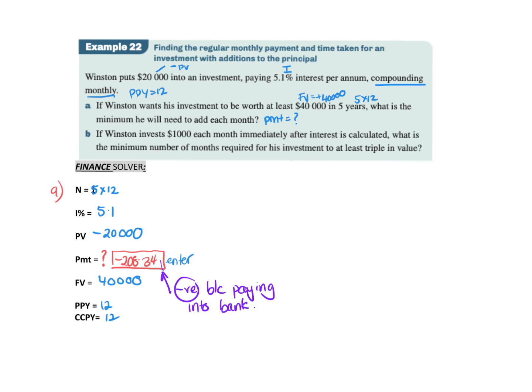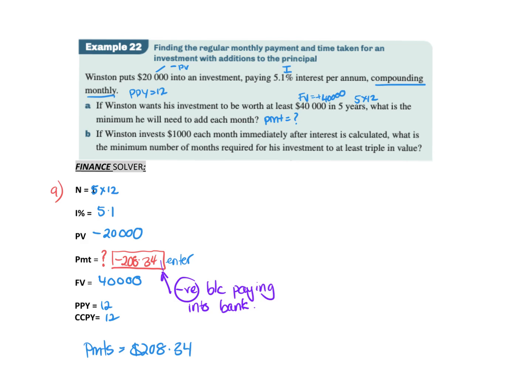So when the question is how much will he need to pay each month, you do need to write a statement. So the payments will equal, we don't want to see that negative, you need to write it as a number. So that's how much he's paying into the bank so that he can get his investment up to the 40,000 at the end of 5 years.